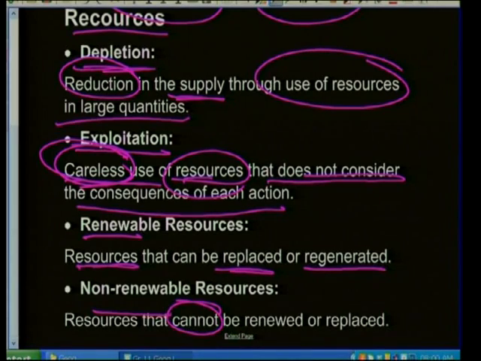The first type of resources that we will look at is a renewable resource. A renewable resource is that type of resource that is easily obtained and can be replenished or replaced. A non-renewable resource is a resource that cannot be renewed or replaced. And as we've been discussing, minerals as well as soil, which we will discuss later, are aspects of non-renewable resources, which once used cannot be recovered. Renewable resources can be recovered.